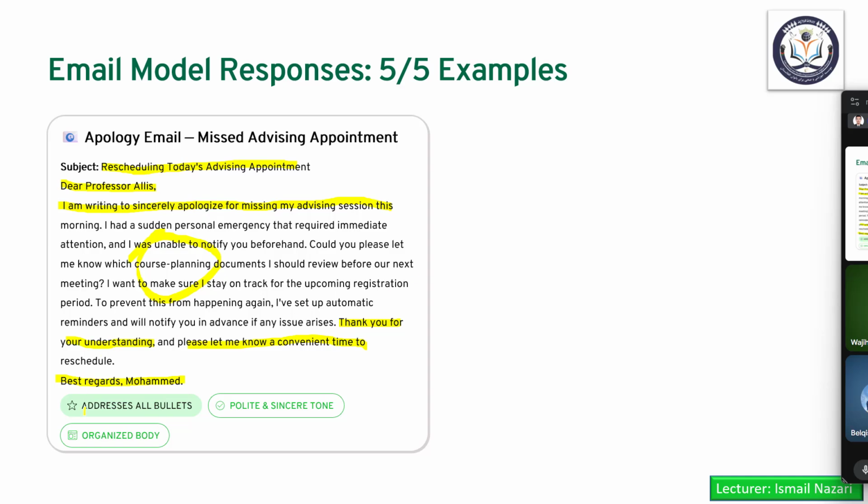This is an example that addresses all the bullet points. It has a polite and sincere tone, and it has an organized body as well. It has the 3 important characteristics of an email, which are addressing the bullet points. It uses a polite and sincere tone. It uses the right structure to convey the message, and it is organized with a logical flow. So this is a 5 out of 5 scoring example.